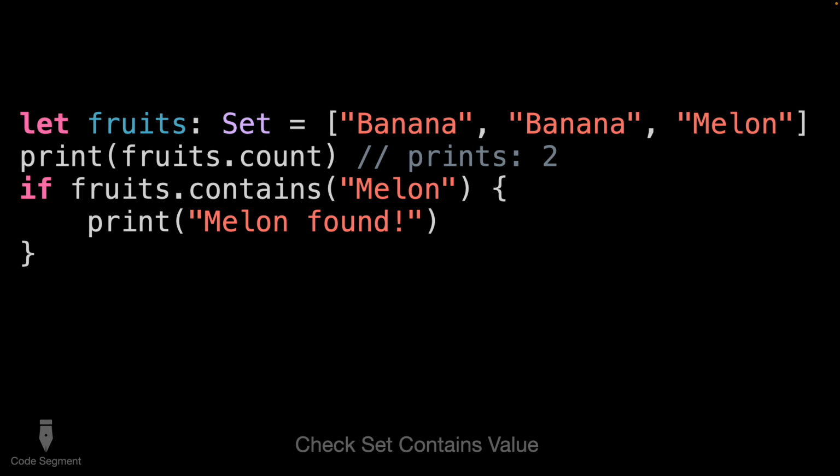Likewise, we can call fruits.contains, pass in an element, in this case a string literal, and get back a Boolean, true or false. Is it in the set? In this case, melon is in fact in the set, and so melon found gets printed after 2. So that's sets. They tend not to get used that much, so don't worry about them too much.